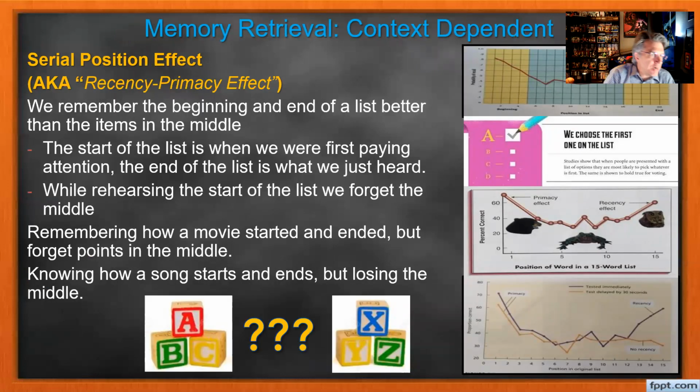Last thing we got to talk about here today in this lecture is something called the serial position effect. The serial position effect, which is also known as the recency primacy effect or the ABC-XYZ effect, is that we tend to remember the beginning of things, we tend to remember the end of things, because the things in the middle are a little bit harder.